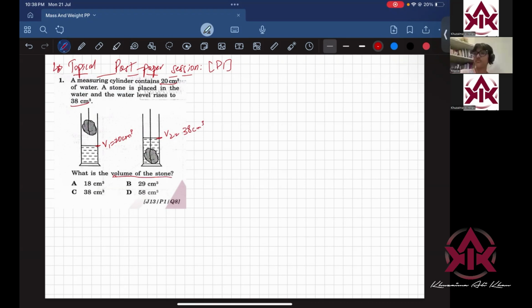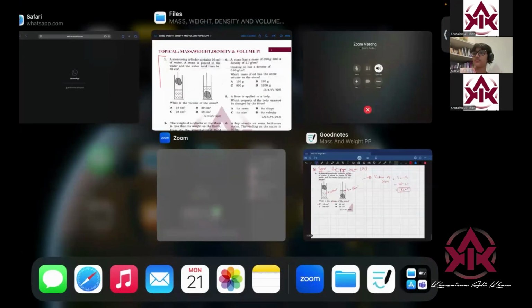We have done this in our lecture set, so it is pretty simple here. The volume of stone is going to be the volume of water plus stone, that is V2, minus the volume of water only, right? So it's going to be 38 minus 20. So the volume is coming out to be 18 centimeter cube, right? So the answer is option number A. Is that your answer? Yeah. Okay, good. Let's go on towards question number two.